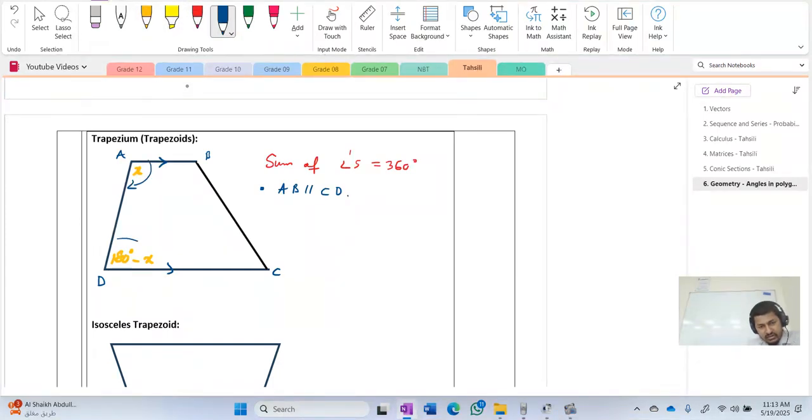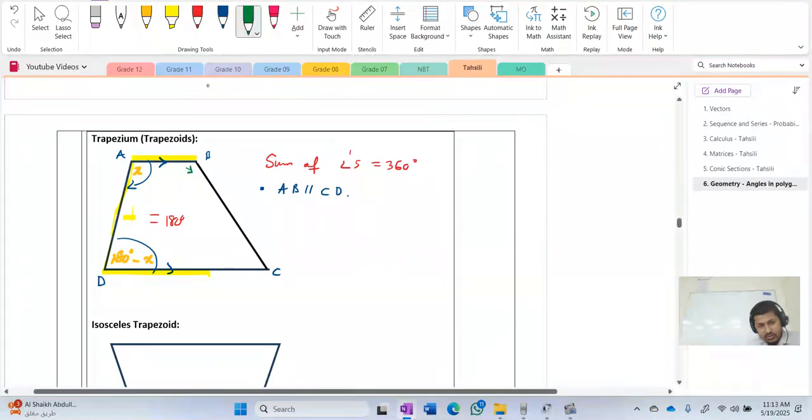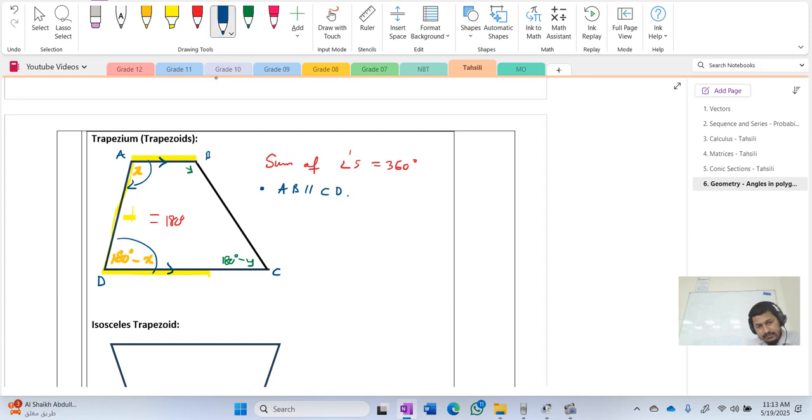And similarly on the other side, if this is Y, then this will become 180 minus Y, because we can see a U in reverse. So if this is Y and this is 180 minus Y, the sum of angles here as well will be 180. And you can see 180 plus 180 is 360. Now, what's an isosceles trapezoid?